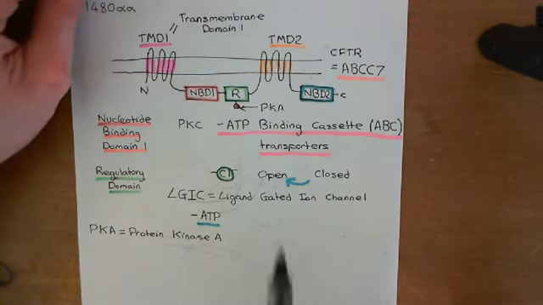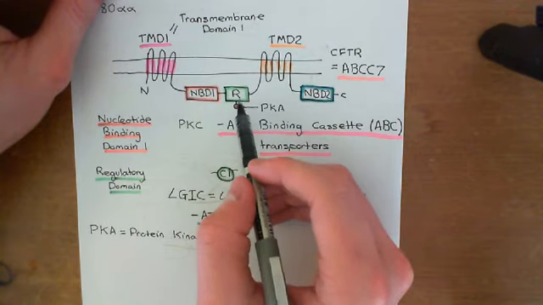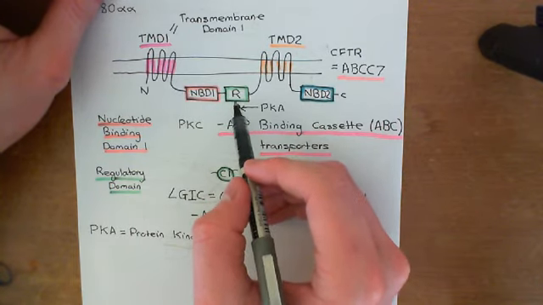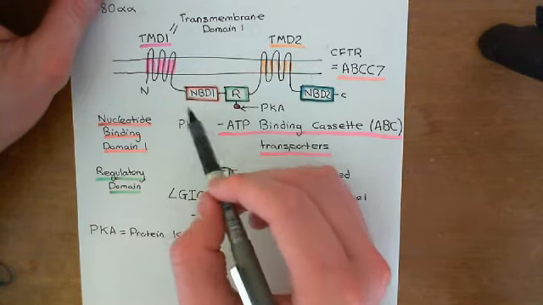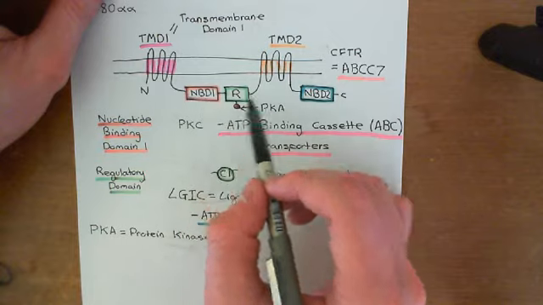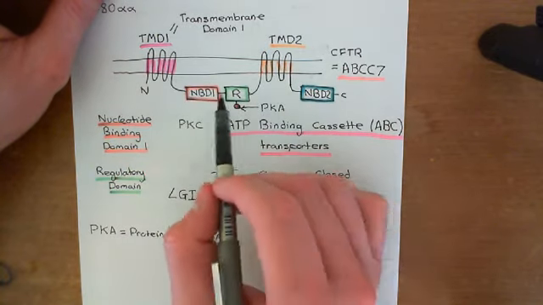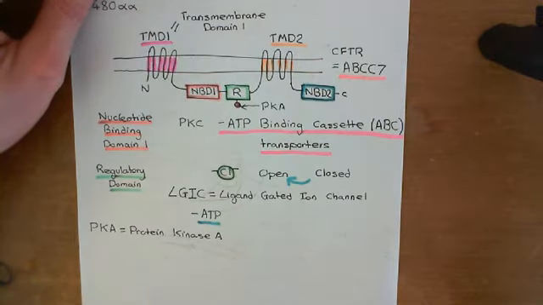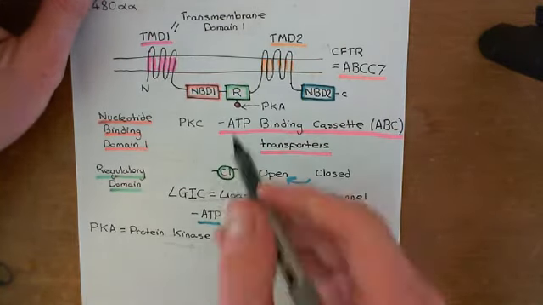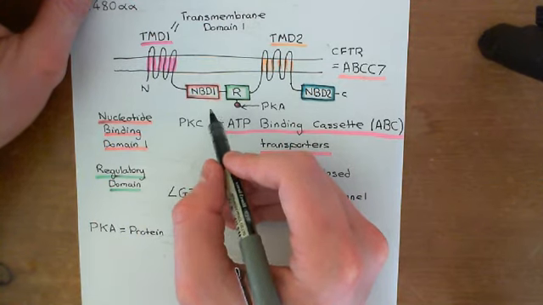So protein kinase A is needed to phosphorylate this regulatory domain here. Okay, once you've phosphorylated that regulatory domain, we are now ready. We are now ready to start binding ATP. So before that was phosphorylated, the nucleotide binding domains would not bind ATP. Now they're ready to start, okay? So, the first thing that's going to happen is nucleotide binding domain number 1 is going to bind ATP first.